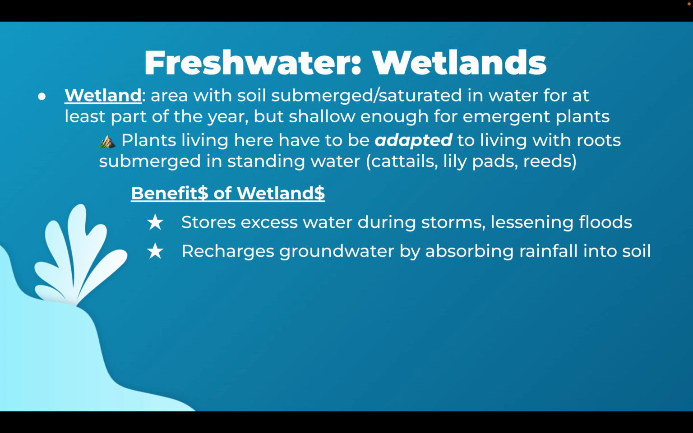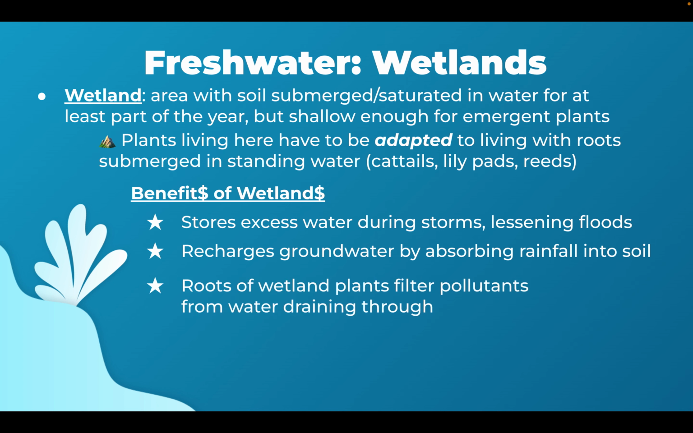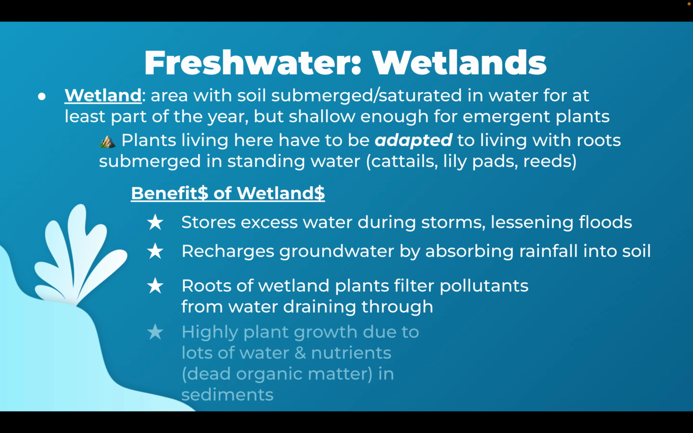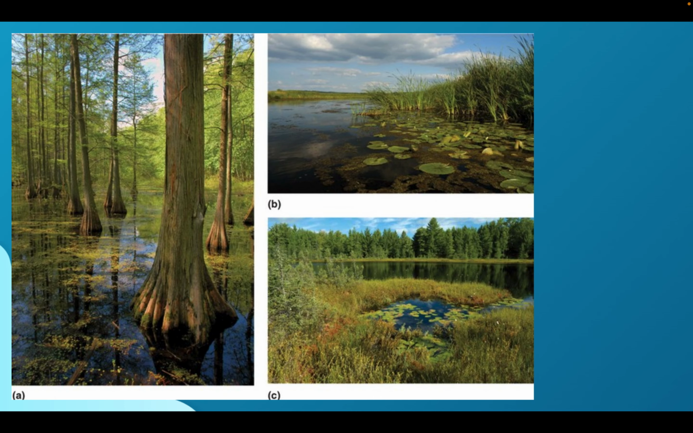Wetlands also recharge or refill groundwater by absorbing rainfall into the soil. The roots of wetland plants filter pollutants from water draining through, so they act as a filter and filter out all those pollutants. High plant growth is happening in wetlands due to lots of water and nutrients. There's tons of dead organic material in the sediments, so there are a lot of nutrients and lots of plant growth in wetland areas. There are three wetland types that you'll want to know about.